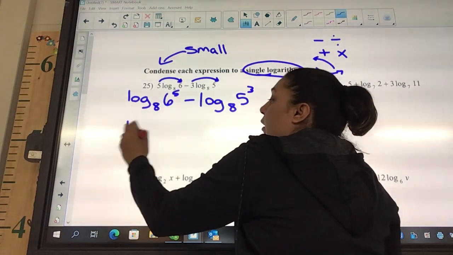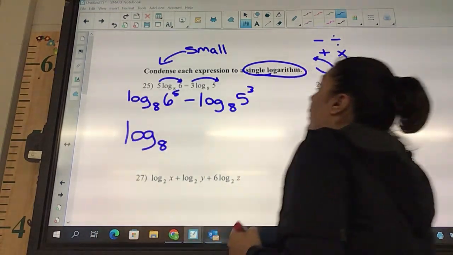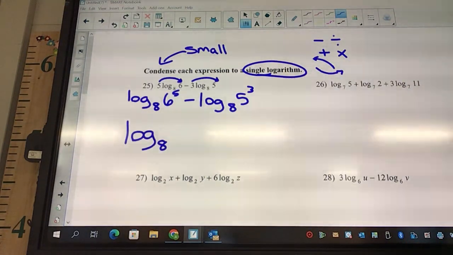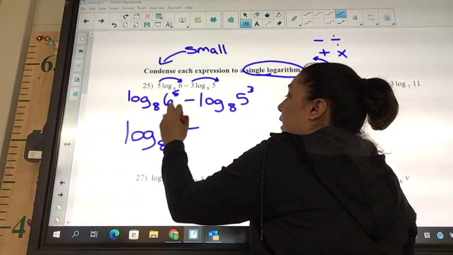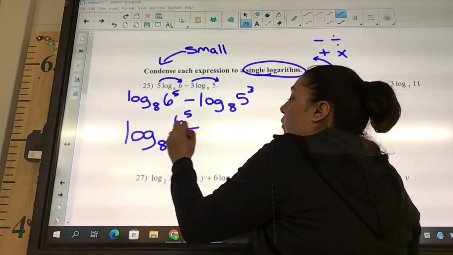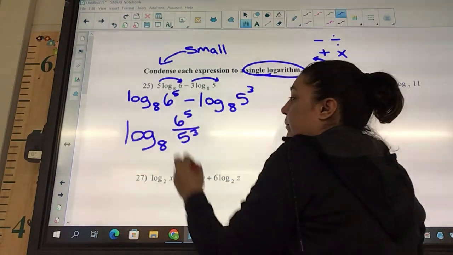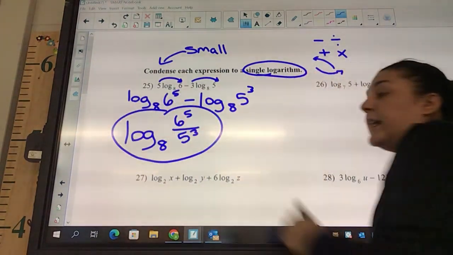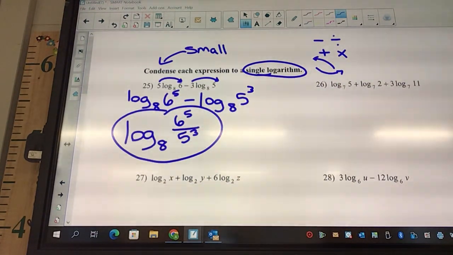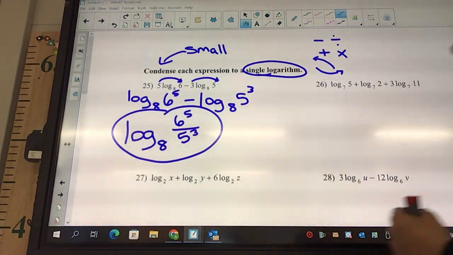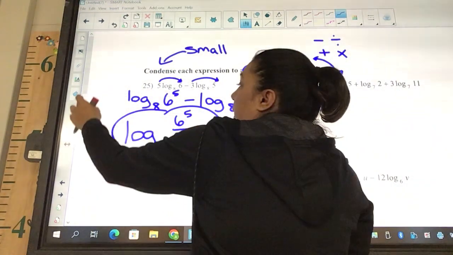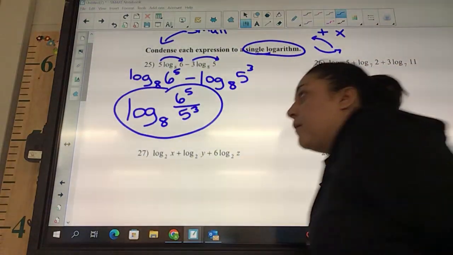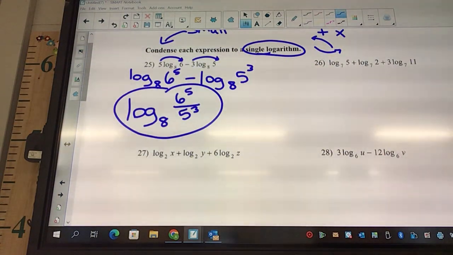So you're gonna say log of 8, and we know minus goes with what? Division. So this is gonna look like 6 to the 5 over 5 to the 3rd. Is that a single log? Is there only one log up there? Yes, that's what we were supposed to do, get it to a single log. Okay? If we look at 27, what's gonna be the very first thing you need to do?